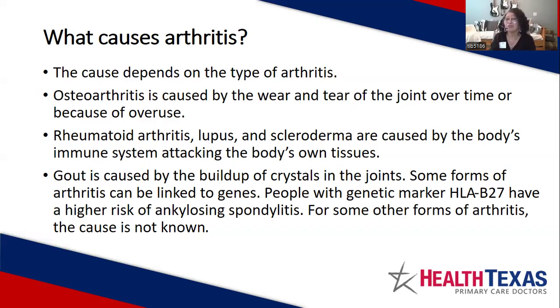Some forms of arthritis can be linked to genetics or genes. People with genetic marker HLA-B27 have a higher risk of ankylosing spondylitis. For some other forms of arthritis, the cause is not known. So again, the cause may vary. And so to determine what caused an arthritis is really dependent upon the type of arthritis itself. Next slide.